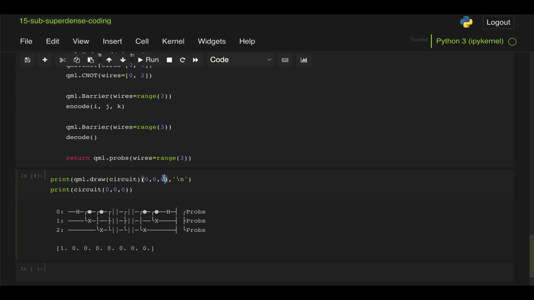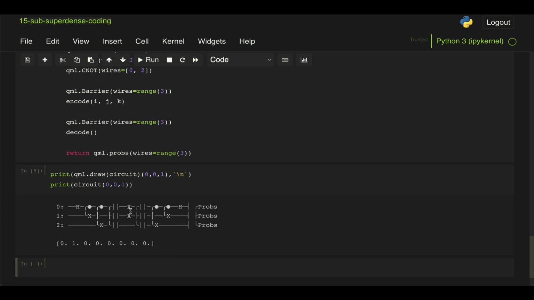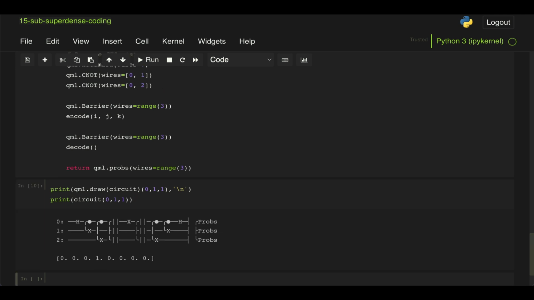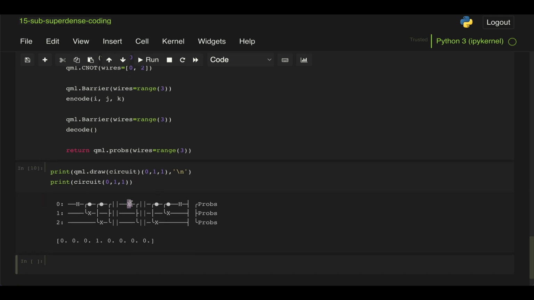Now, if we pass state 001, Alice applies X gates to both of her qubits. And then Bob is decoding state 1, which is 001. Let's now do 011. In that case, Alice only applies an X gate to her first qubit, and then we get state 3, which is in binary 011. So Bob is decoding the correct qubit.